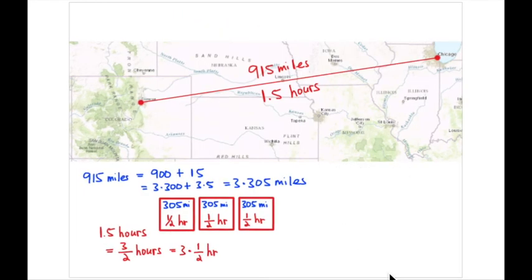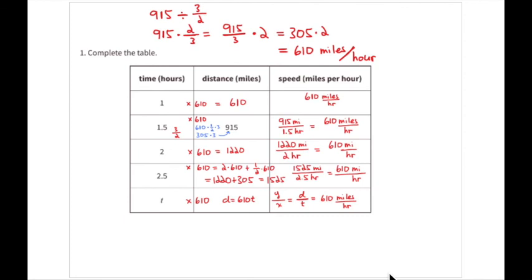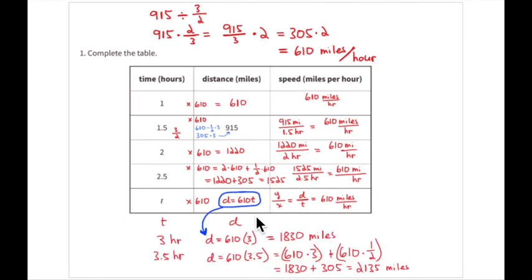All right, so it doesn't look like I really went through the equation other than recognizing that you're multiplying the time in each case by the constant of proportionality. So that is the equation. The distance is equal to 610 times the time.